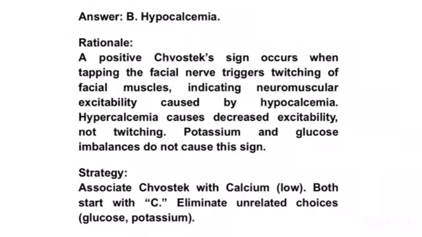Hypocalcemia. Rationale: a positive Chvostek sign occurs when tapping the facial nerve triggers twitching of facial muscles, indicating neuromuscular excitability caused by hypocalcemia. Hypercalcemia causes decreased excitability, not twitching. Potassium and glucose imbalances do not cause this sign. Strategy: associate Chvostek with calcium, low. Both start with C. Eliminate unrelated choices: glucose, potassium.